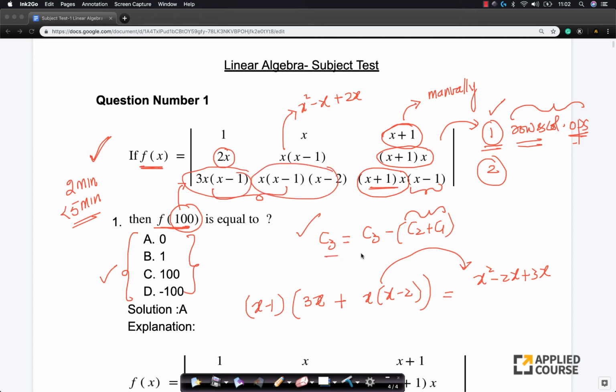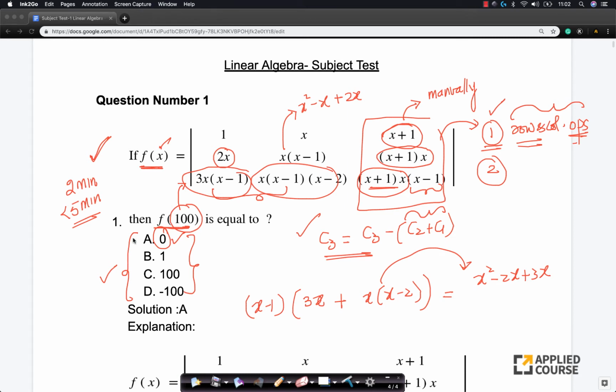Which means by performing this simple operation of column 3 equals to column 3 minus column 2 plus column 1, this whole column becomes 0, which means the determinant becomes 0. So very quick way of solving it. The answer here is A, where f of 100 equals to 0, because for any value of x, this determinant equals to 0, irrespective of it being 100 or not. The key takeaway is this.